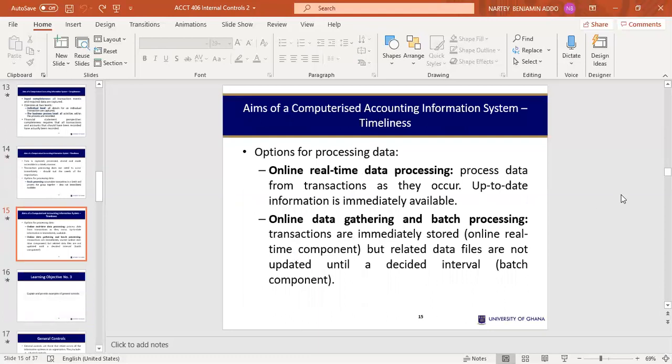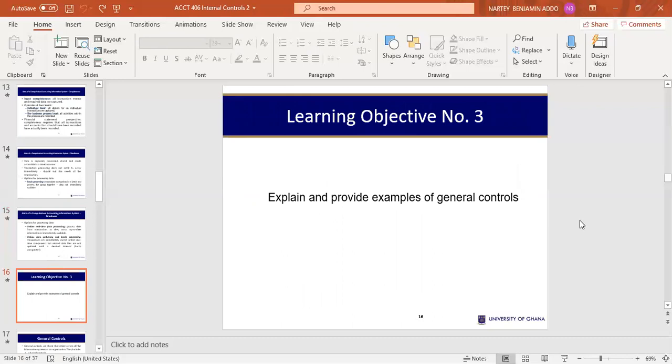Okay, so online data is the same as the real-time, right? Online data gathering and processing transactions are immediately stored online. But related to the batch, they are not immediately stored. So they are not updated until a decided interval. You see. Okay. So those are the aims of computerized accounting.